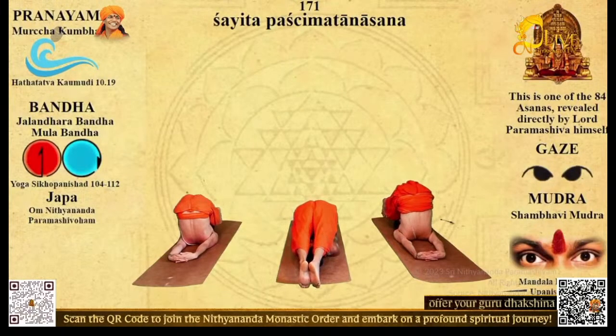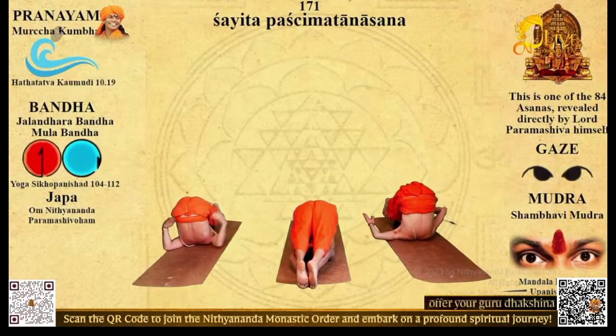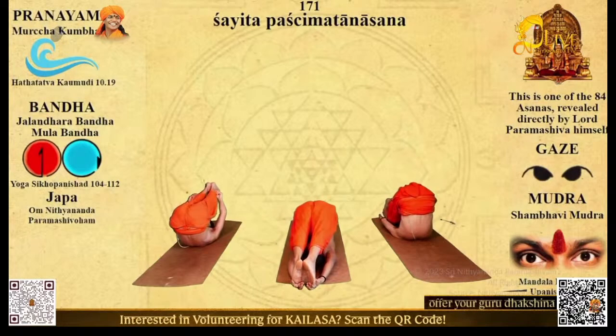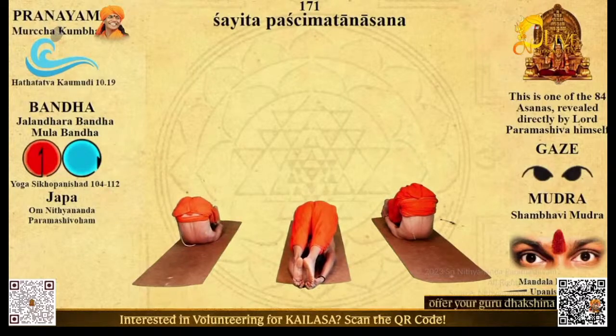From Langalasana, hold on to the feet above your head. Keep your arms and legs straight. This is Shaita Paschimottanasana, one of the 84 different asanas revealed directly by Lord Paramashiva himself. Visualize Paramashiva and internally chant the Mahavakya.